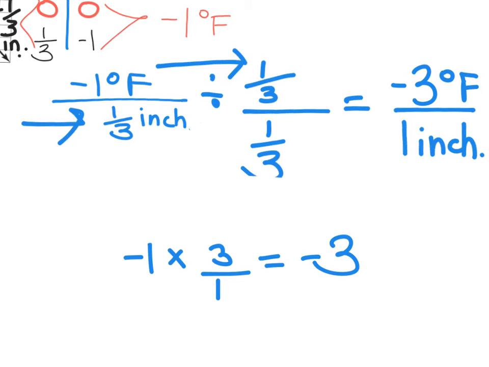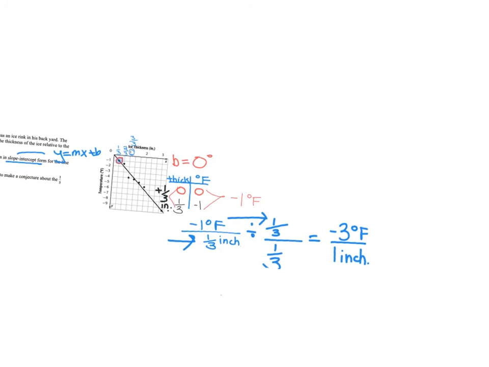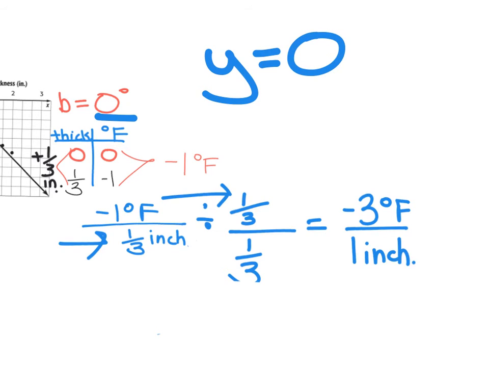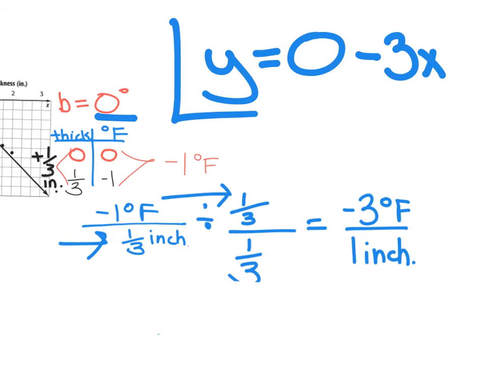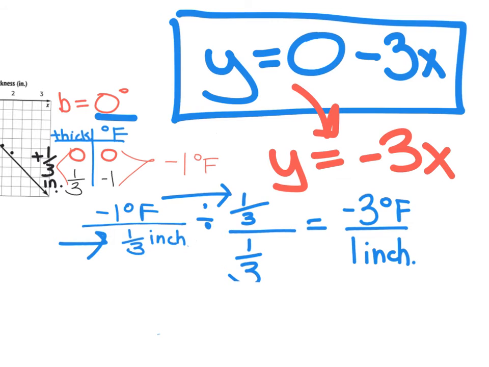So what my slope or rate of change means is that for every 3-degree drop, I get another inch of ice. Okay, so now let's go ahead and take all this work and write our equation. So my temperature is going to be starting at 0 degrees Fahrenheit. That was where I began. And then I lose 3 degrees for every 1 inch of ice. So that is going to be my equation. Now, if I wanted to simplify this, this would just be y equals -3x. We don't have to write the 0.